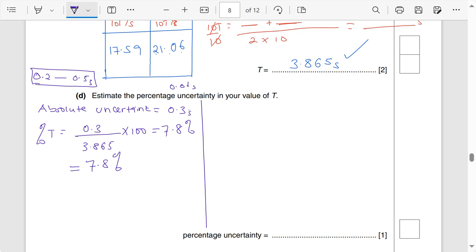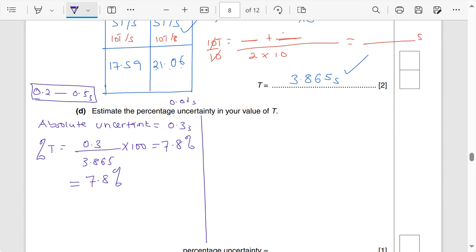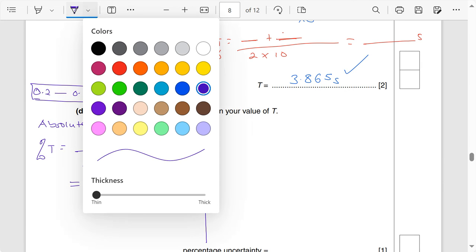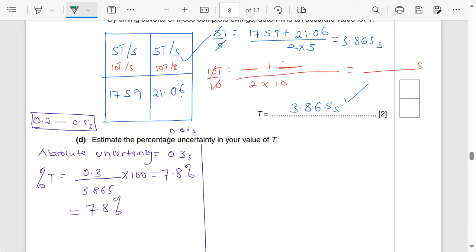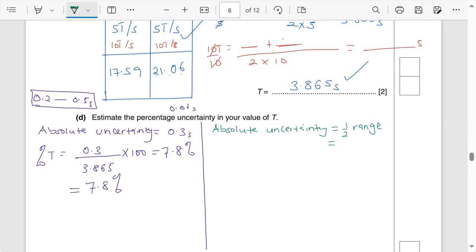Another method would be, because I have different values of time, I could choose the absolute uncertainty as half of the range. So this was method 1. Method 2, I will use a different color. Whenever you have repeated measurements that are different, you can choose the absolute uncertainty to be half of the range. So the absolute uncertainty is equal to half of the range. The range is, since I have different values, 21.06 minus 17.59. The difference between those two values divided by 2, that is half of the range.